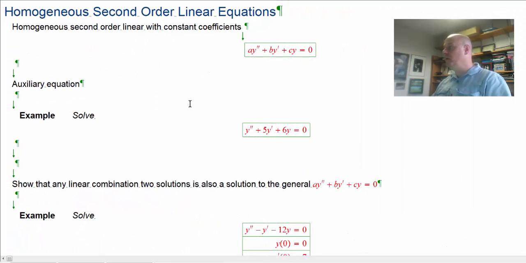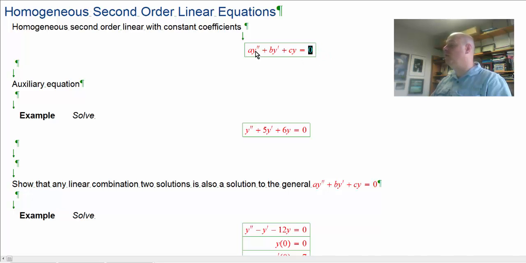Homogeneous second-order linear differential equations. So any equation that's second order and linear with constant coefficients can be put into the form a number a times y prime prime plus a number b times y prime plus a number, that's c, times y equals 0. So the homogeneous is the equals 0 part.